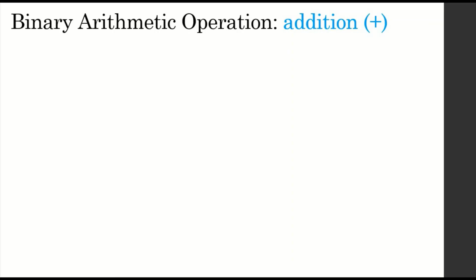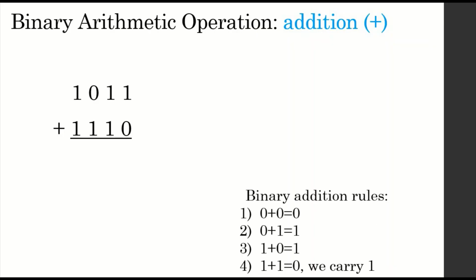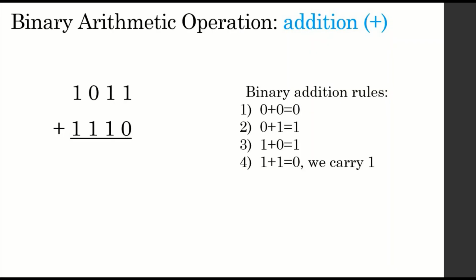Now let's see how we can perform arithmetic operations on binary numbers. The first operation is going to be addition. So we are going to add 1011 to 1110. Before we do any operation, there are some rules related to them. For instance, the rules for addition are that 0 plus 0 is 0, 0 plus 1 is 1, 1 plus 0 is 1, 1 plus 1 is 0, and then we carry 1.